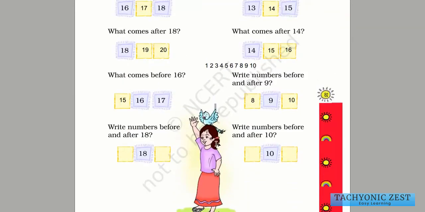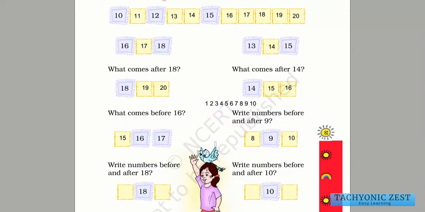Now what numbers come before and after 18? So we will count now from 10 and let us see what number comes before 18 first. So 10, 11, 12, 13, 14, 15, 16, 17, 18. So before 18 it came 17. So we will write 17 here. And what comes after 18? So 17, 18, 19. So we can see 19 comes after 18. So we will write 19 here.